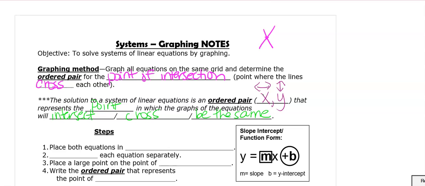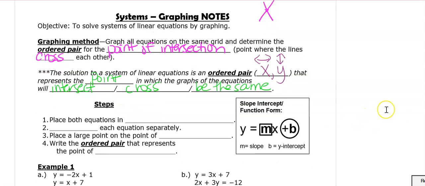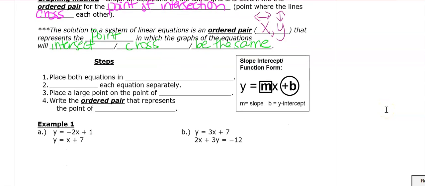Sometimes it requires you to graph it. Sometimes you can do it in the calculator and look, okay? So the first thing we're going to do is discuss the steps. What you have to do first is place both equations in y equals mx plus b slope-intercept form, okay, which I have right over here for you. Then you're going to graph each equation separately. So you're going to graph them one at a time.